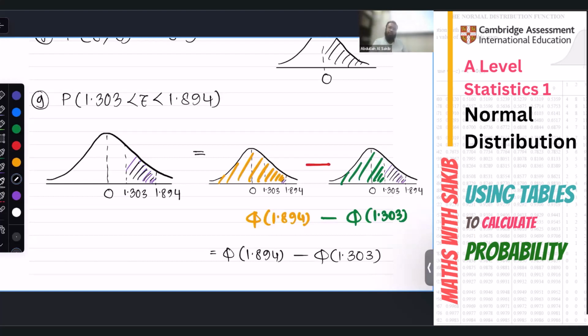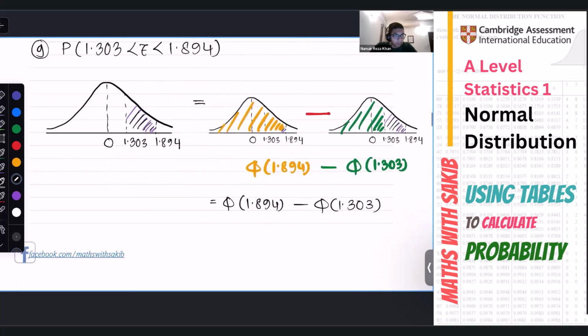Now find the area: phi of 1.894 minus phi of 1.303. Did you get that? Do you understand? Okay, how much is the area? 0.0672. Yes, 0.0672.